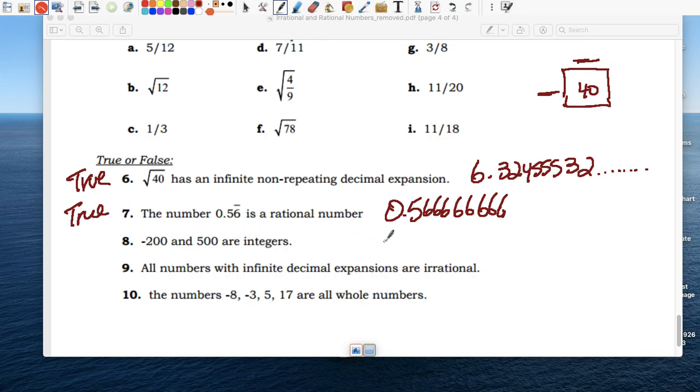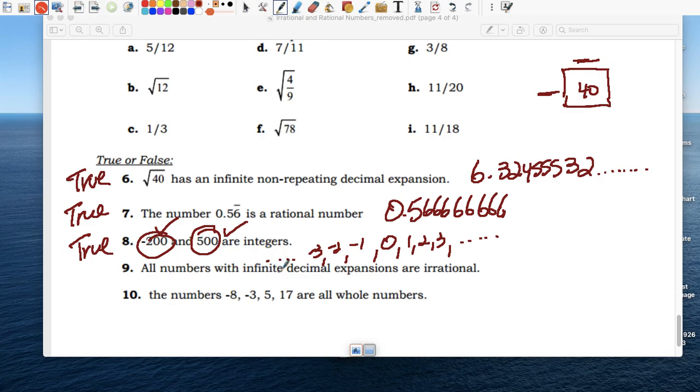Negative 200 and 500 are integers. Yes, remember what integers are. 0, 1, 2, 3, 4, etc. On the other side, they're opposites: negative 1, negative 2, negative 3. So those are our integers. No fractions, no decimals. So is 500 an integer? Yes. Is negative 200 an integer? Yes. That's also true.